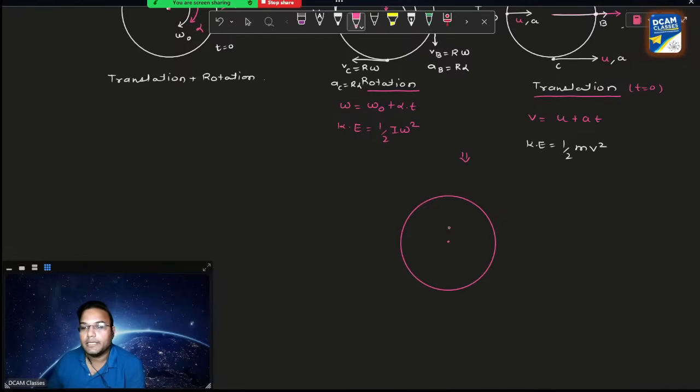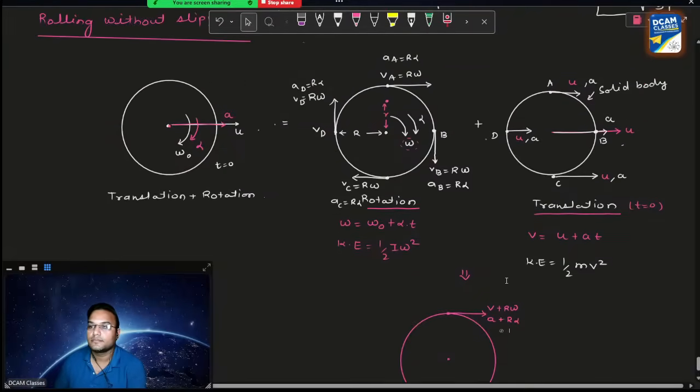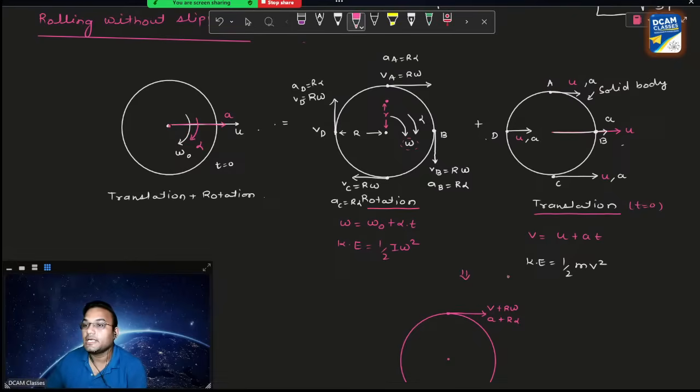Now just combine both of them. If I say the top point, it will have the velocity what? v plus r omega. Similarly, the acceleration is a plus r alpha. Because after time t, it has the velocity v, no? Write v only here, because it's not the initial case. I have frozen it at a particular point, no?